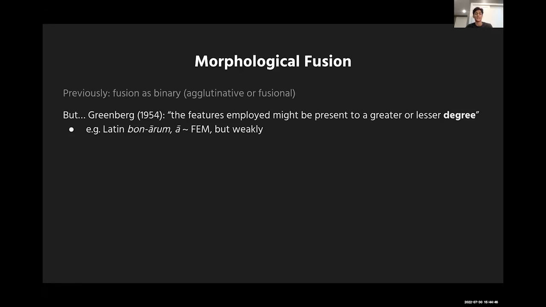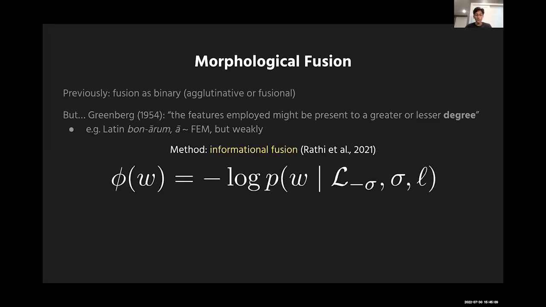An example is in Latin, bonarum, which is an adjective. It's the feminine genitive plural, where arum is the suffix. Rum corresponds to the genitive plural, and a weakly corresponds to the feminine. It's not a super strong correspondence though, so you have something between agglutinative and fusional. It's kind of halfway, and this is true across languages. Almost all forms actually have a gradable level of fusion.